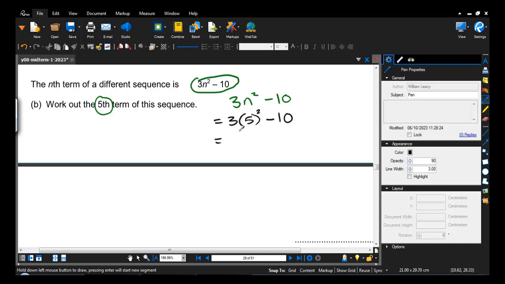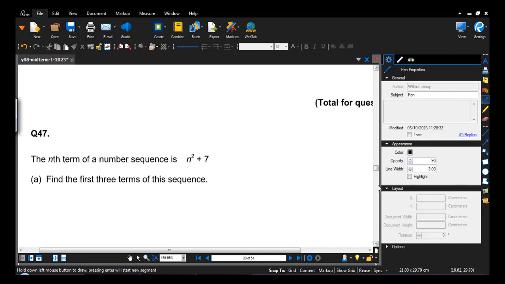5 squared is 25. 3 times that is 75. Minus 10. So you should get 65 for that. I just did it for you. Okay. Anyway, that's it. Why did I just do that? Next one, n squared.